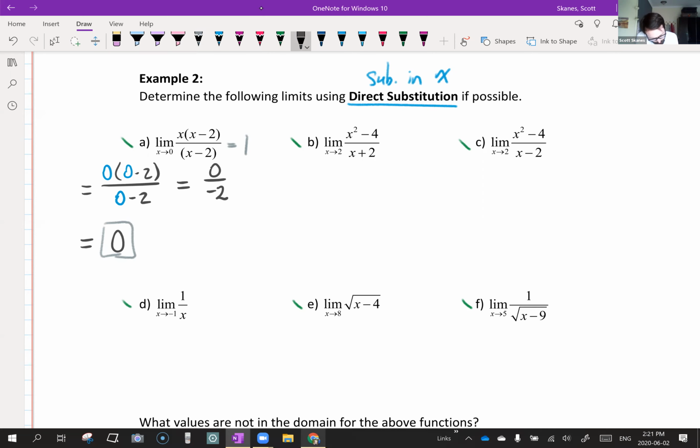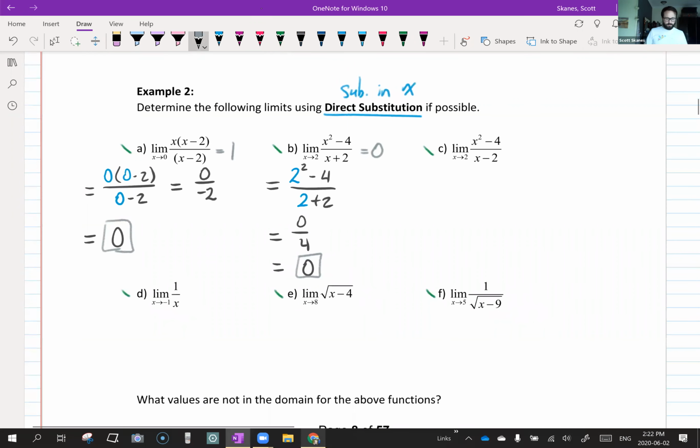Let's move on. 2. So this would be 2 squared minus 4 over 2 plus 4. And that gives us 4 minus 4 on top, 0 on top over 4 on bottom. It looks like it exists again. So our answer is 0. All right. You can see, hopefully, that there's a problem with these. This would cause a division by 0, which is a good point to make, but we don't care about that right now. All we care about is the limits. What's the next one?